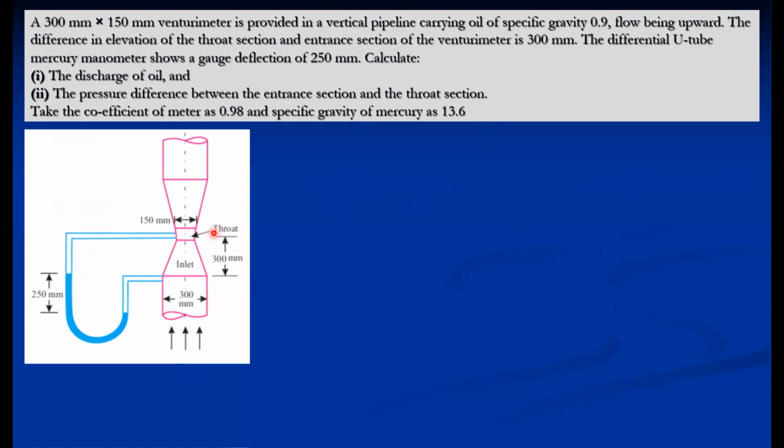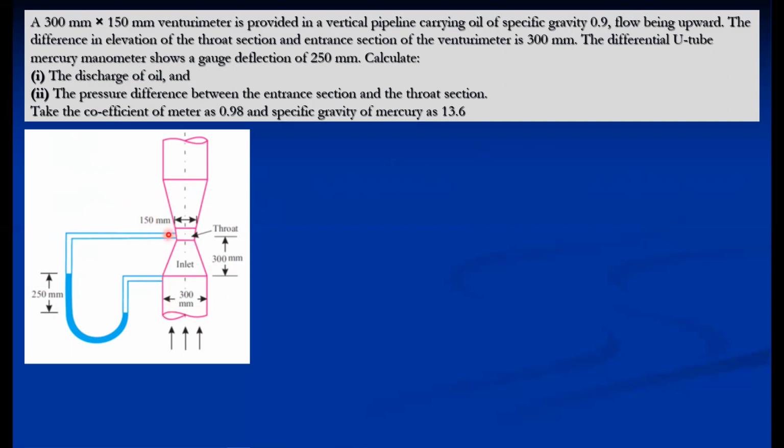Flow is upward. The difference in elevation of the throat and the entrance section is given. So this 300 diameter is given, but it is not at all required for calculating H. Maybe it is required for calculating the pressures, but while calculating H, it is not required because it is provided with the venturimeter. And this is called the deflection. The differential U-tube manometer shows a gauge deflection of 250. This is the X value. Calculate the discharge and the pressure difference between these two points.